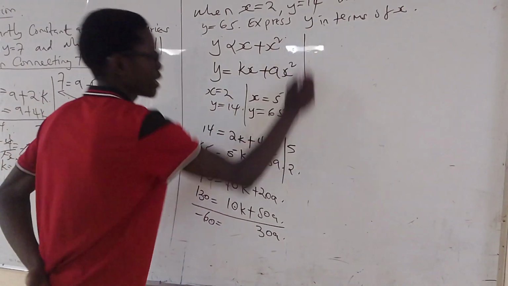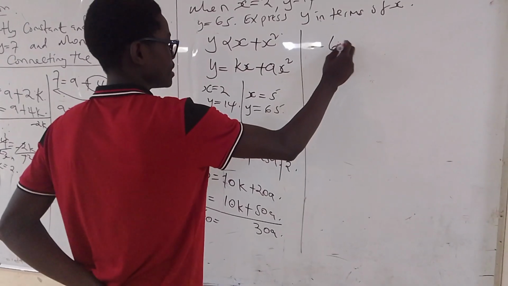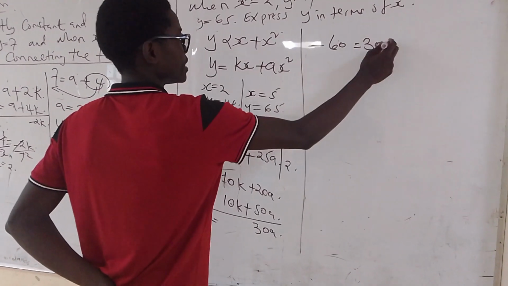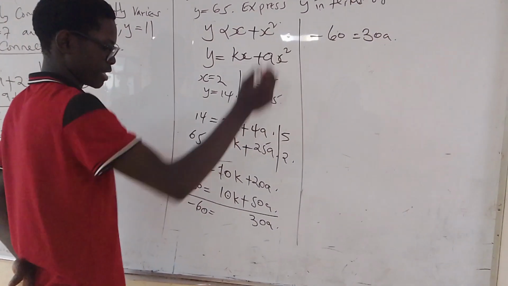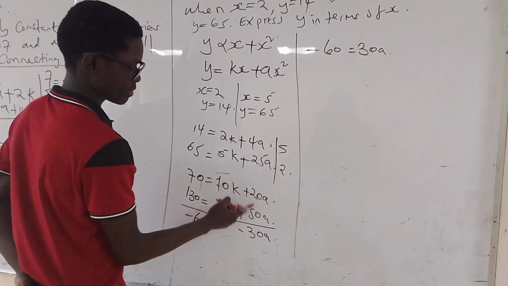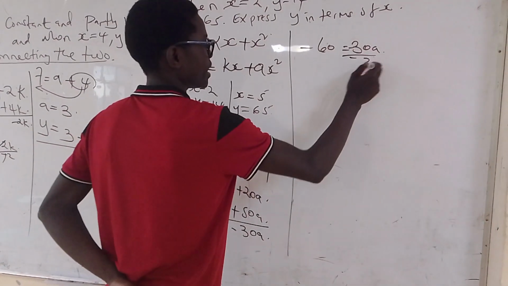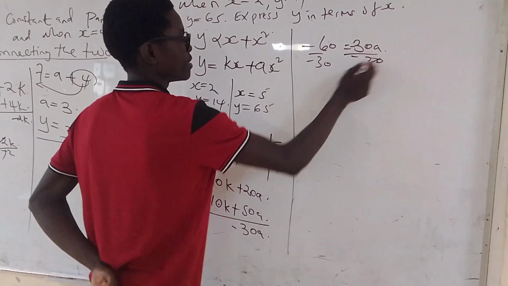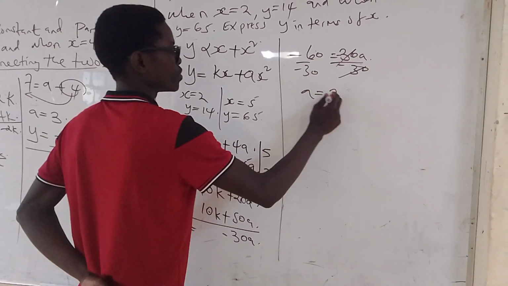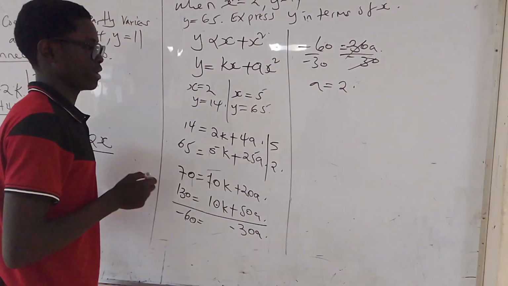So we have negative 60 equals 30A. Then it's negative 30 because it's 20 minus 50, that is negative 30. So divide negative 30, divide negative 30. So A is equal to 2. That's the value of A.